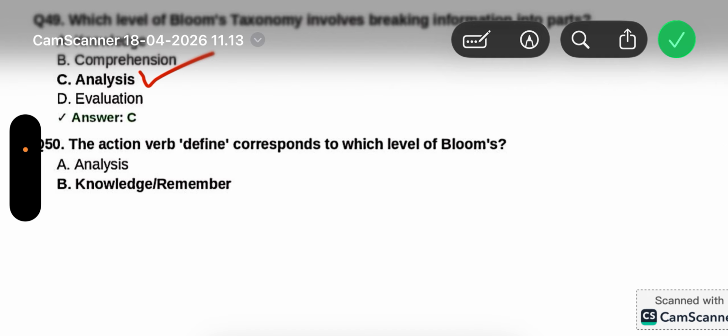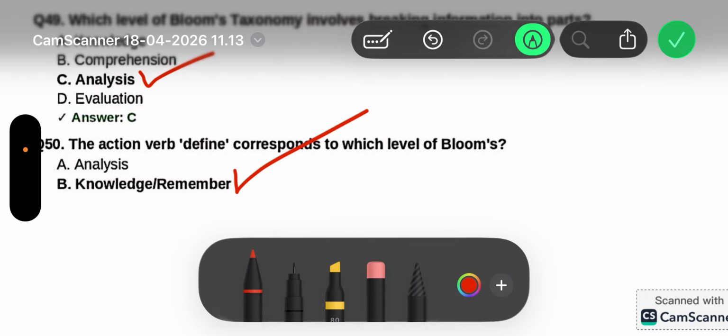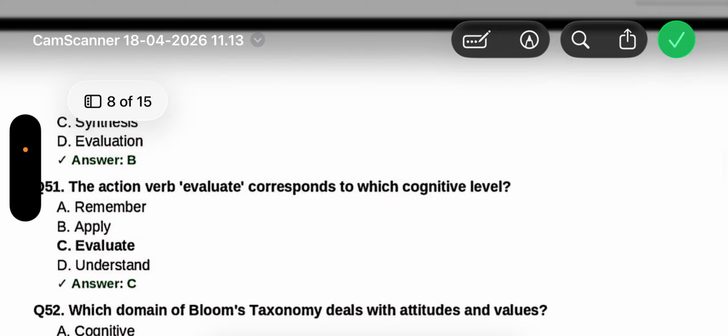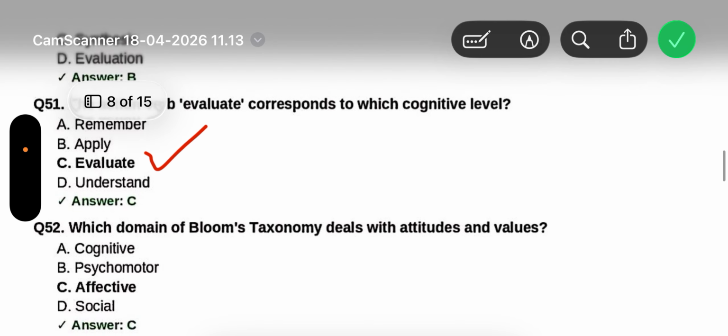Question number 50. The action verb define corresponds to which level of Bloom's taxonomy? Option B, knowledge or remember. Question number 51. The action verb evaluate corresponds to which cognitive level? It is evaluate. Option C is correct.